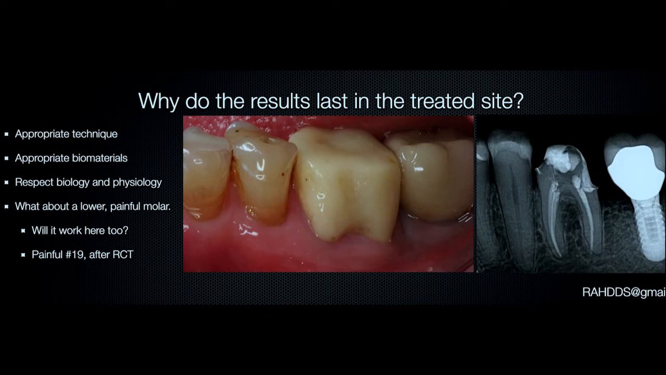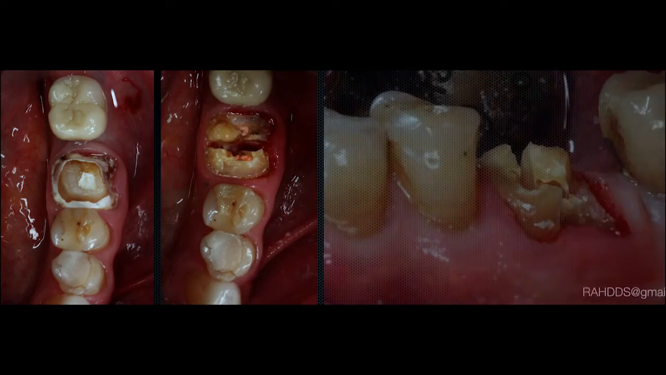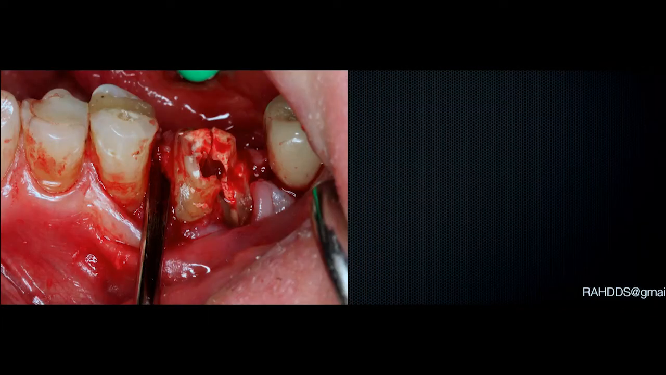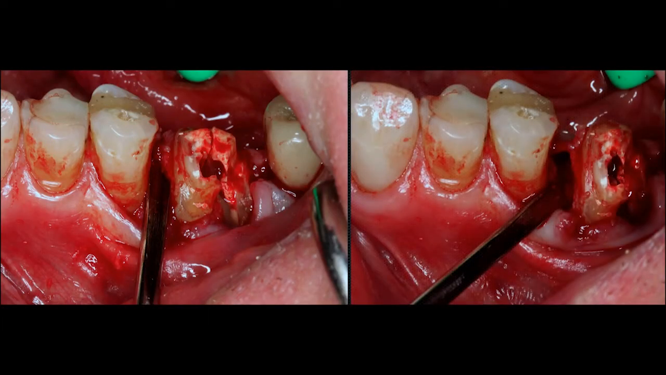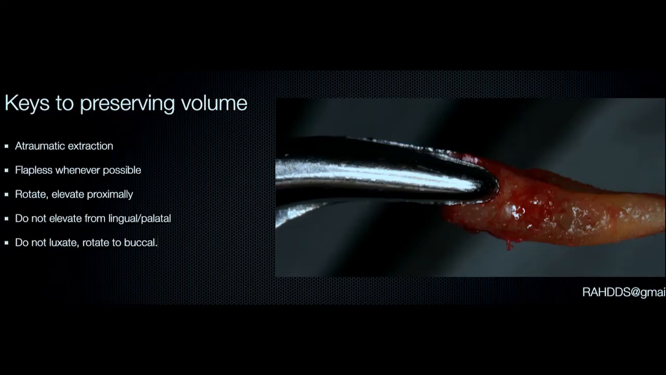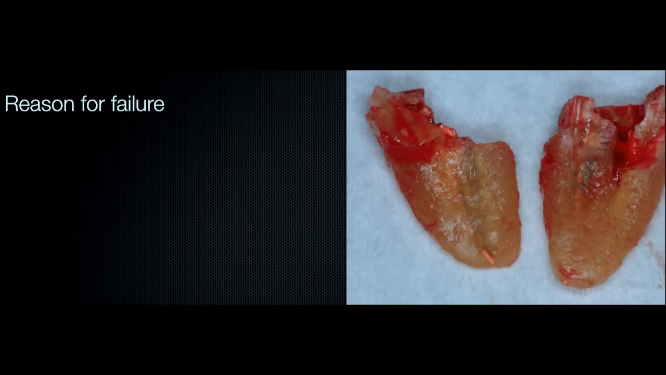Simple extraction. Can't put an intermediate socket implant there because you're going to have totally different alveolar volumes. And where would you put the shoulder? Tooth comes out, atraumatic extraction like we all know how to do. We're not taking it out with a cow horn because we're not going to destroy the buccal plate. And that's why it failed.